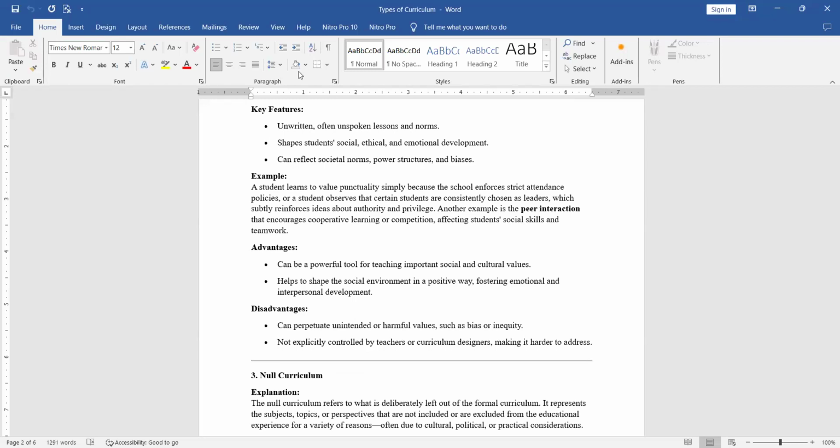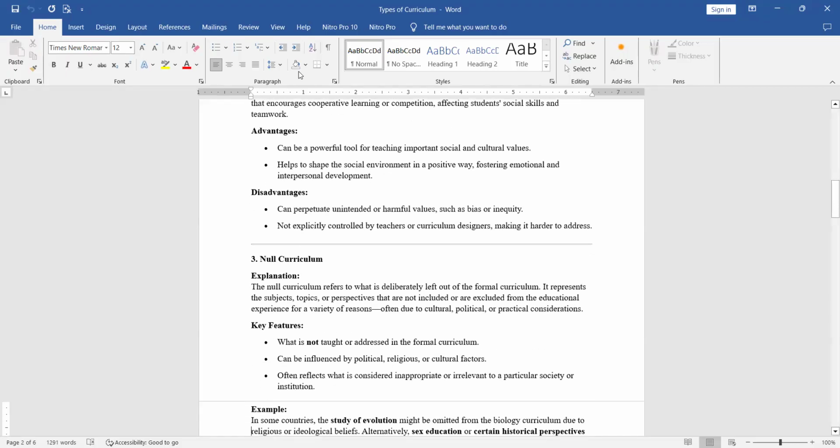That, of course, differs from school to school, right? Because of that, there's no standardization. That is what is said here as an advantage and disadvantage. Okay. Then we'll go to the third type of curriculum. That is null curriculum. Okay.